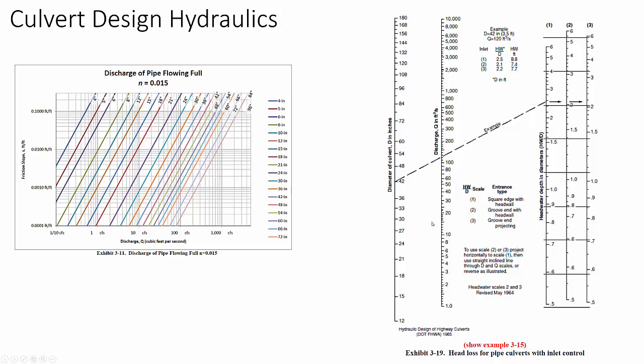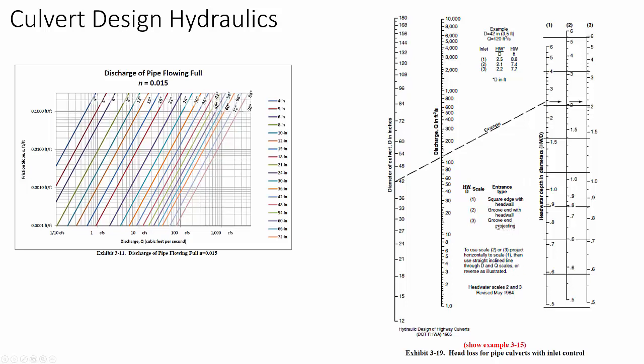Another example of a nomograph is where you're trying to actually size or look at the type of entrance, whether you want a square edge with head wall, a groove edge with head wall, or a groove in projecting entrance type. And so to use scale 2 or 3, project horizontally to scale 1, then use a straight inclined line through D and Q scale. So all these nomographs have these sorts of instructions, or reverse as illustrated.